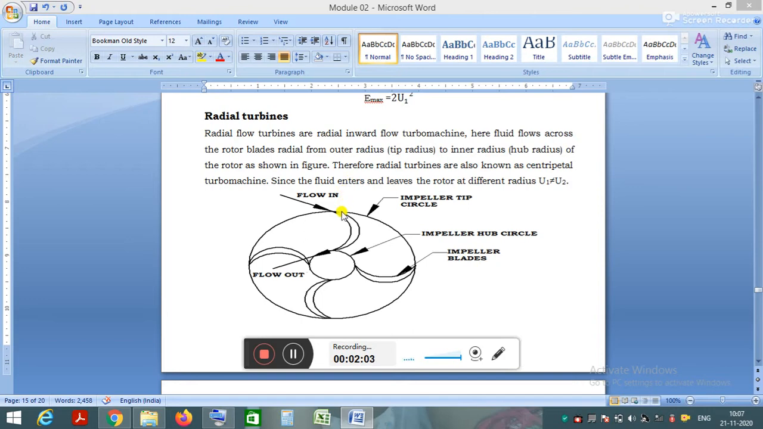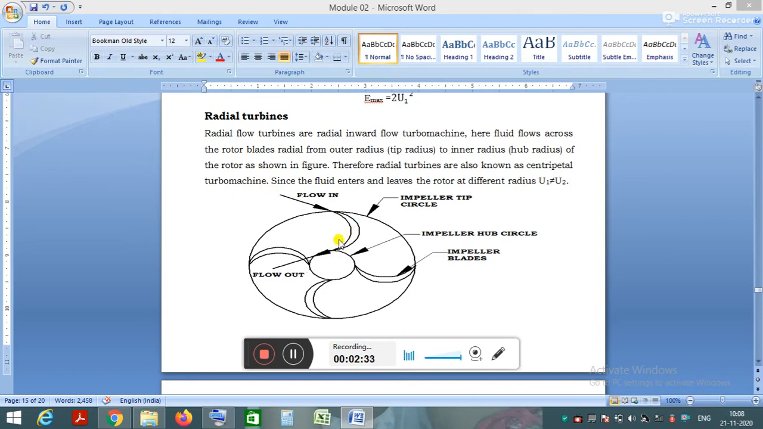Since the flow takes place from the outer radius to the inner radius, they are also known as centripetal turbo machines. I think you know what is meant by centrifugal force and centripetal force. Centripetal is nothing but towards the center. Since here the fluid flows from the outer radius to the inner radius, these turbo machines are also called centripetal turbo machines.